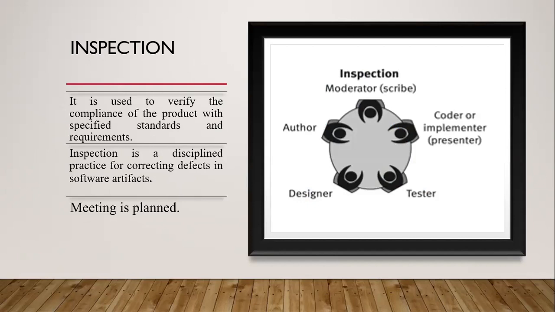The meeting is planned. In an inspection, before the meeting starts, the meeting plan is prepared and a schedule is made. Through this schedule and meeting criteria, all the process will move forward and audit the SRS, or the product, or maybe the software.